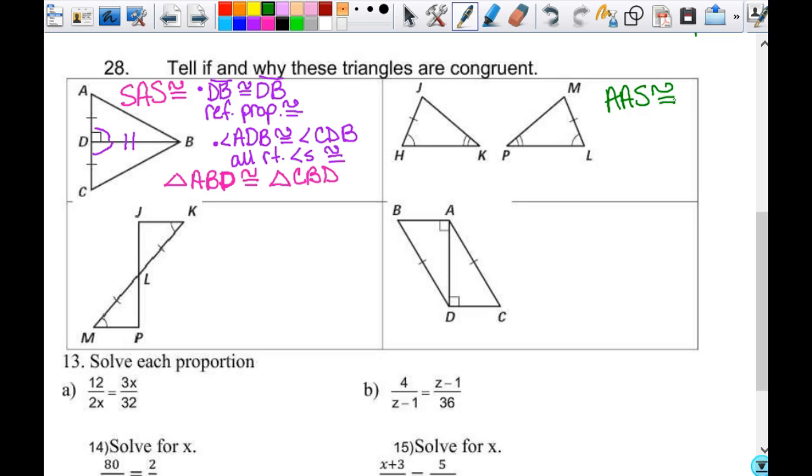I want you to be able to try and justify why you're right, even though you were counted wrong or something like that. That's important. That means you understand it. But I would just go with this, so I wouldn't have to do anything else. And I can say that triangle JHK is congruent to triangle MLP.